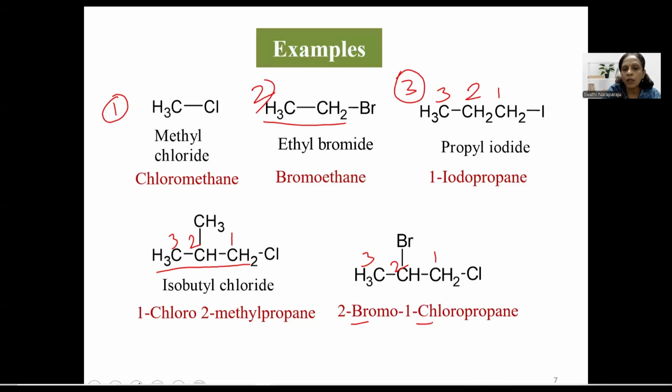So this is how we have to follow this particular format, that is prefix followed by the root word or stem and then the suffix, for naming alkyl halides as per the IUPAC system.